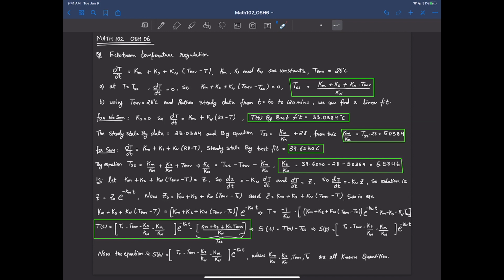All right, so now after that, we're going to talk about the case with the sun. When you have the sun actually there, you can't make ks equal to 0. So we have the standard equation that we had in the beginning. I just plugged in the t environment there as 28. And now they're giving you the data for the with-the-sun case as well.